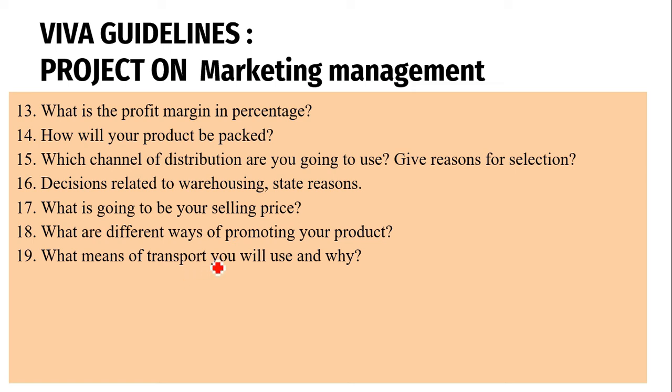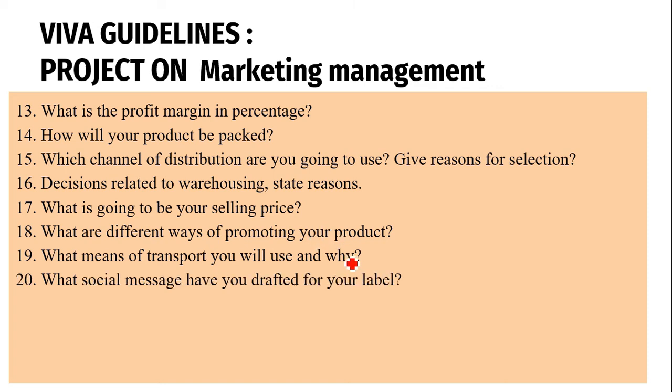Then which means of transport you are going to use for transporting goods from factory to market, and will you have your own transportation, or will you take it on rent, and why? Then what is the social message you have drafted on your label? Sometimes you have seen on a product that 20% of sale will go for some charity. So what is the social message that you have put on the label of your product, or which you are going to promote with the sale of your product?